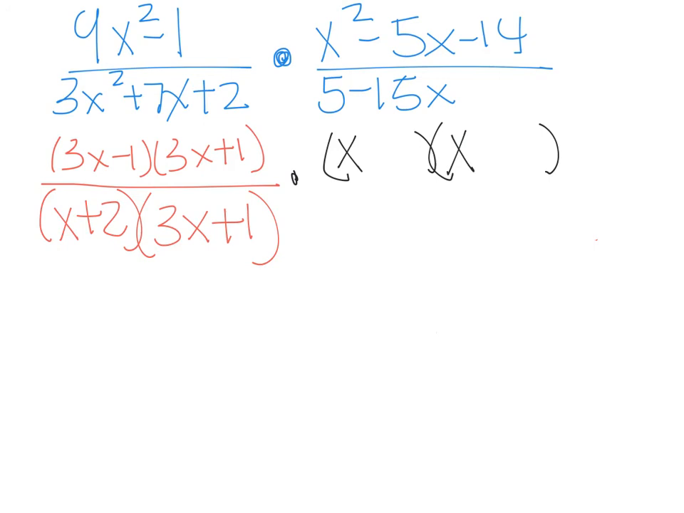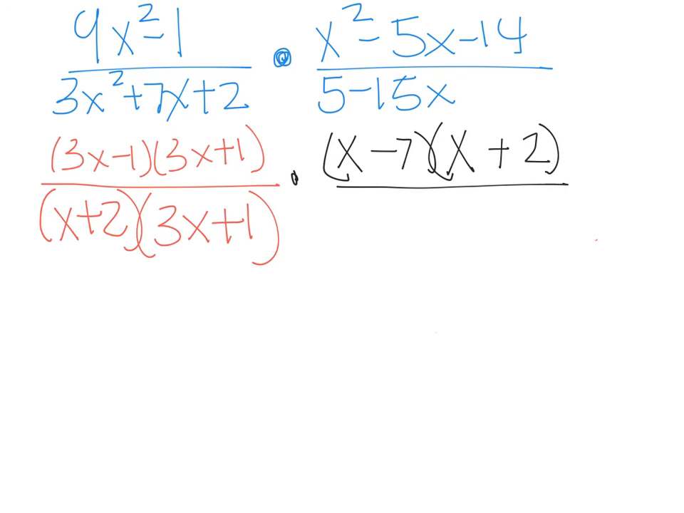I have x. And let's see, we need to, again, add to the middle, multiply to the last. So we can use 7 and 2. And negative 7 plus 2 is negative 5. Negative 7 times 2 is negative 14, so that works.